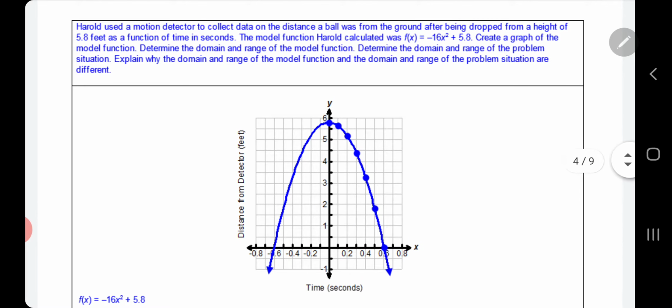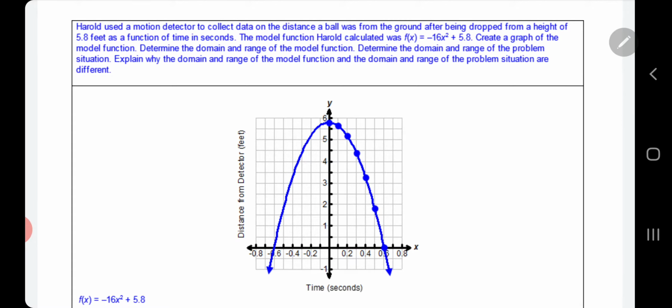Now looking at the word problem. Harold used a motion detector to collect data on the distance a ball was from the ground after being dropped from a height of 5.8 feet as a function of time in seconds. The model function Harold calculated was f of x equals negative 16x squared plus 5.8. Create a graph of the model function. Determine the domain and range of the model function. Determine the domain and range of the problem situation.